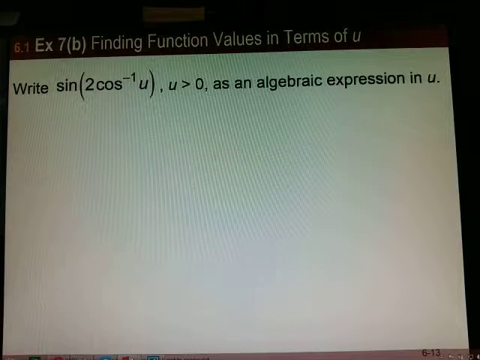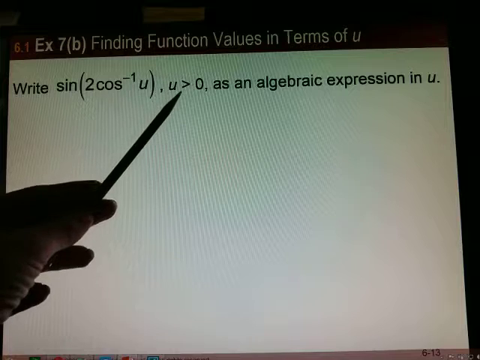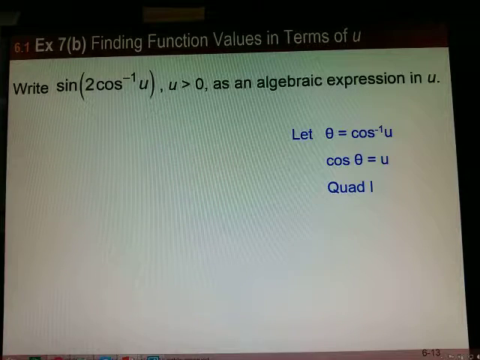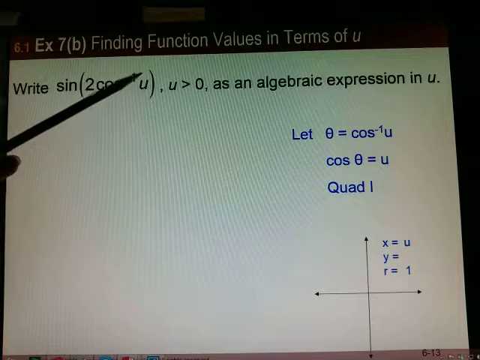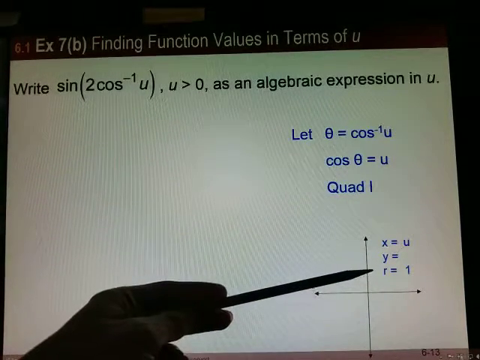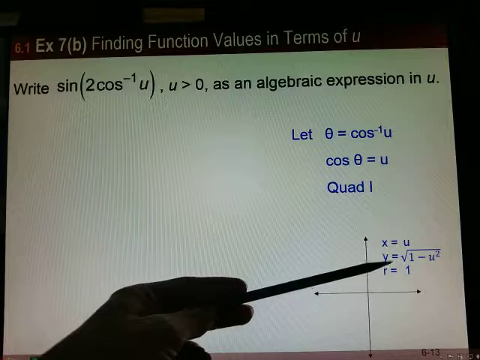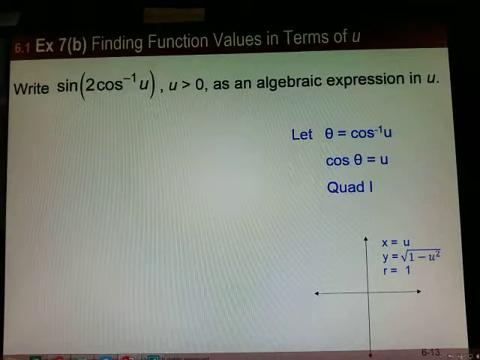This was asking me to find sine of 2 times some angle, such that the cosine of it is u over 1. Again, since the u is positive, that would put me in quadrant 1. So again, the cosine of the angle is u over 1, so that would mean my x over r is u over 1. Pythagorean theorem, I'm going to have 1 minus u squared and the square root of it.